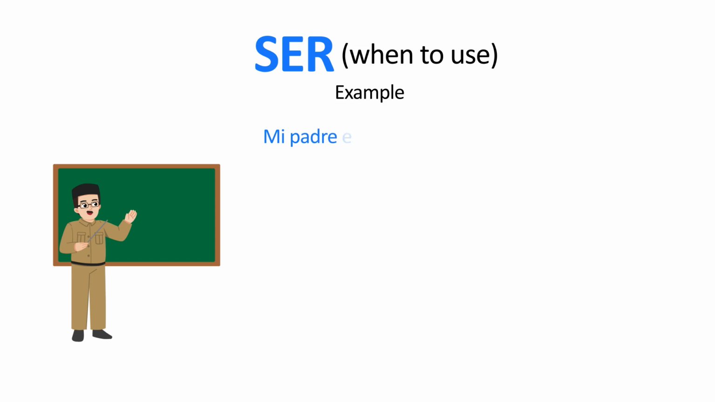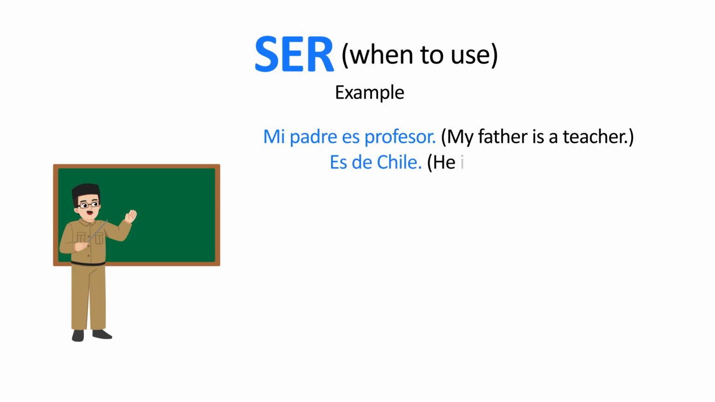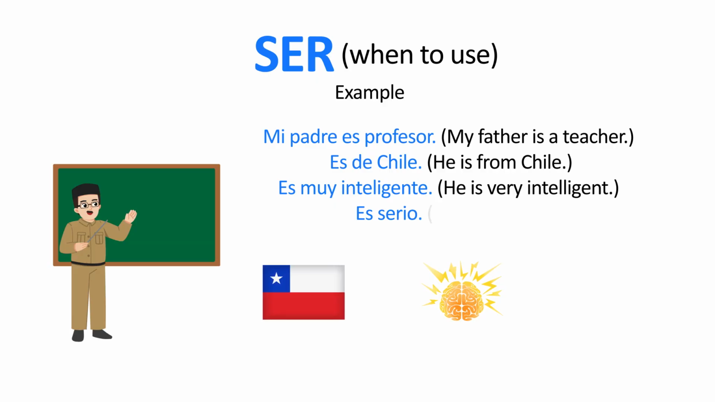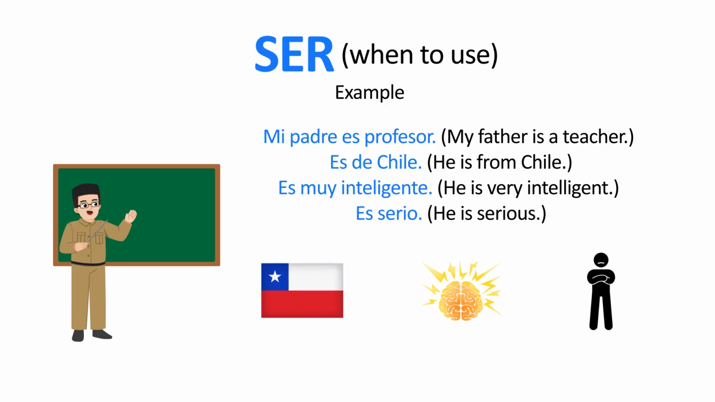Another example. Mi padre es profesor. My father is a teacher. Es de Chile, pronounced Chile. He is from Chile. Es muy inteligente. He is very intelligent. Es serio, pronounced serio. He is serious. All fundamental information about who he is and what defines him.